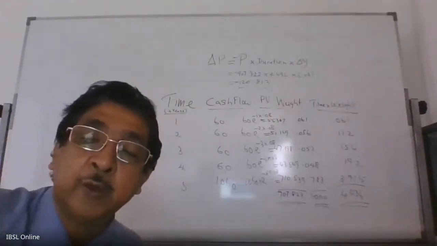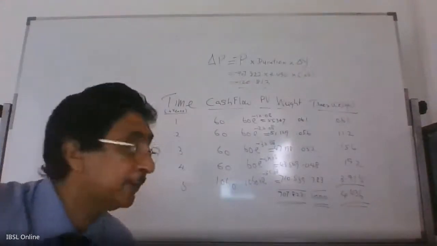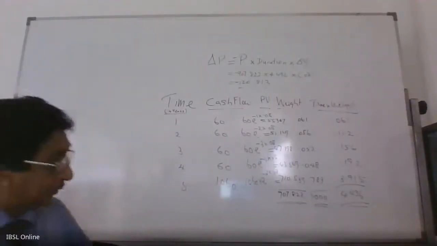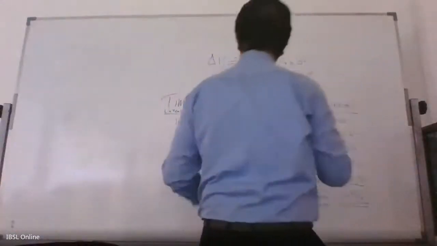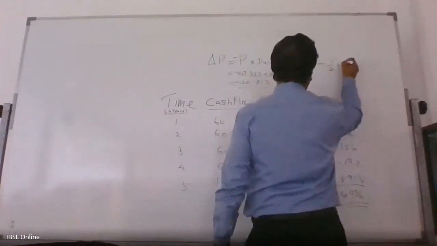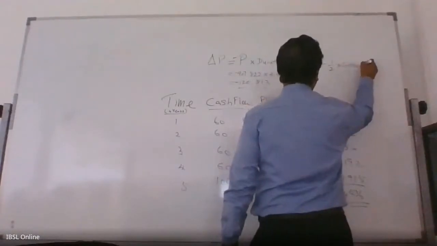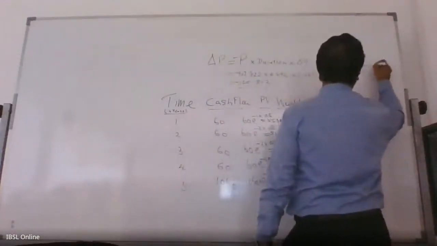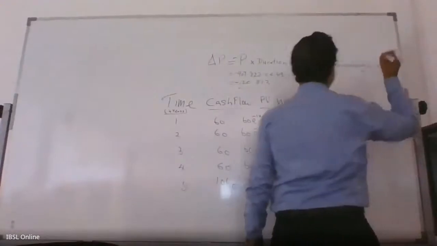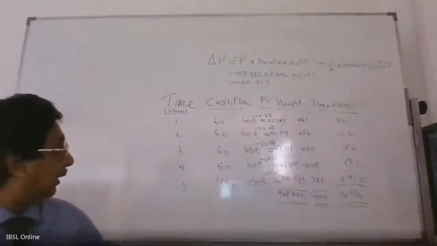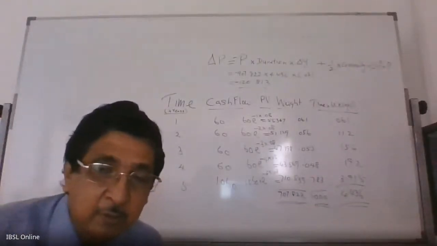But if you do it without the convexity adjustment, you will have this. But if you want to do the convexity adjustment also, you have to put this plus half into convexity into delta Y squared into P. Now there, we got the convexity as 21.096.